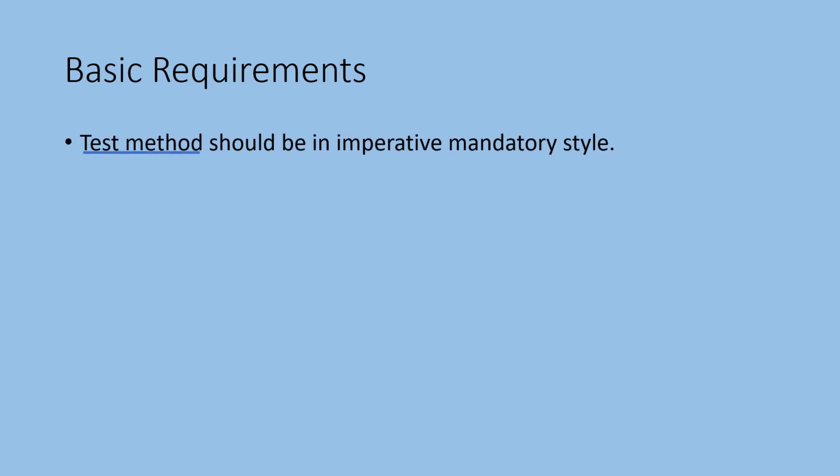Test method should be in an imperative mandatory style. Draft the test method, or call it an STP, standard test procedure, in such a way that it captures the information of compendial requirements fully in an imperative style with action-oriented sentences. Easier way is to start the sentence with a verb.